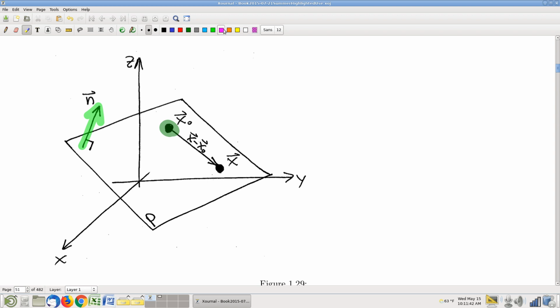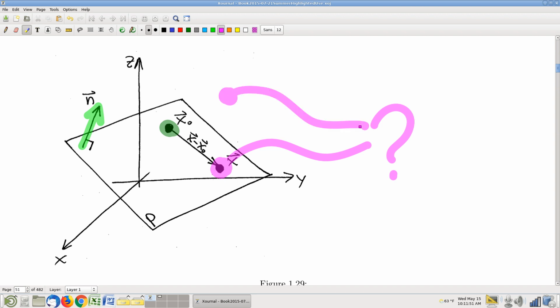With that given, I want to test under what circumstances a point is in the plane versus not in the plane. And look, everything else in this argument is morally equivalent. In the plane would mean x minus x naught is parallel to the plane and therefore perpendicular to the normal vector. A point not in the plane would mean x minus x naught is not parallel to the plane and therefore not perpendicular to n.